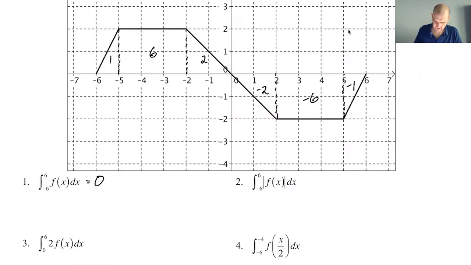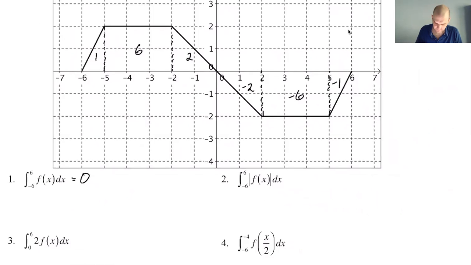All right, so the next part. The location of the absolute value matters a ton. So this is going to be the integral from -6 to 6 of the absolute value of f of x, right? So it's not the absolute value of the definite integral, it's the definite integral of the absolute value.